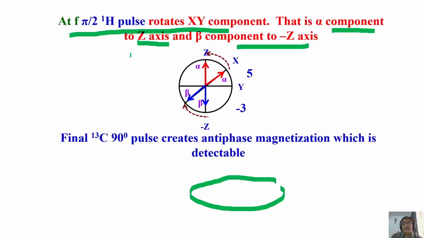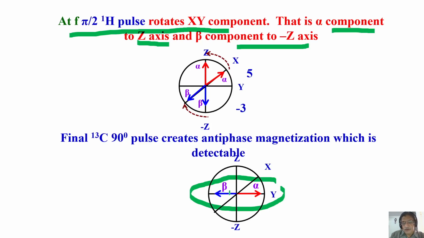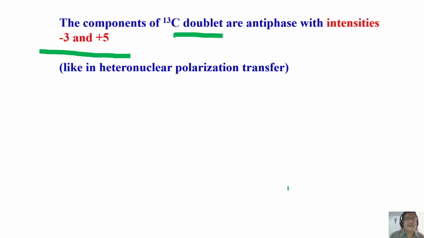Okay, this is moved like this. Carbon 13 finally brings it to this axis, carbon 13 90 pulse, and as a consequence, the carbon 13 signal, which has acquired antiphase character, this is the -3 and this +5 is here on this axis. This is where my detector is. It is a detectable magnetization.